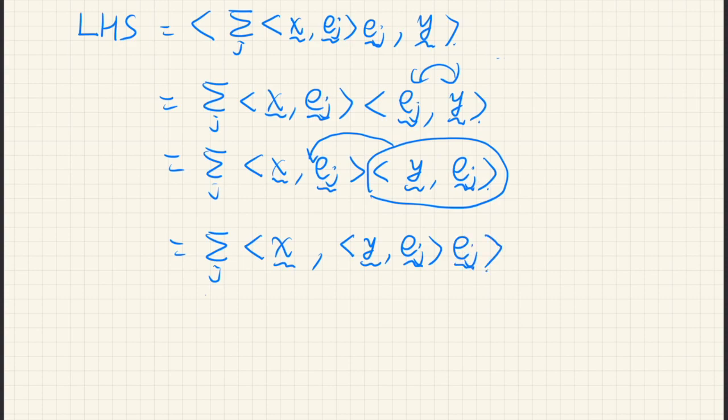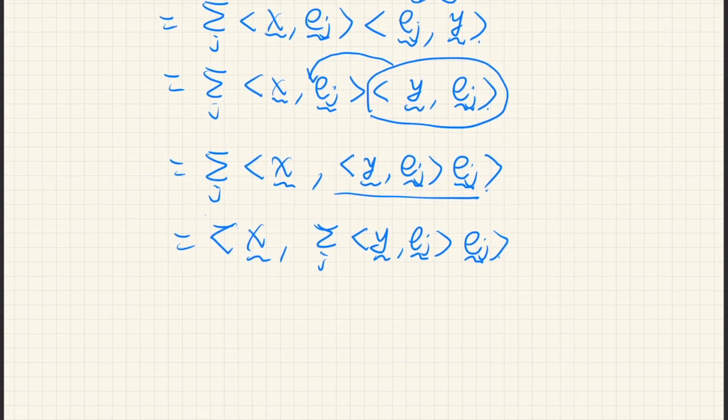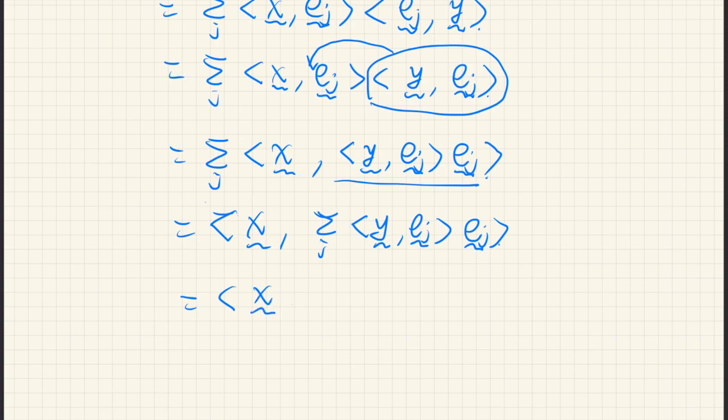And now j appears only in this part, so we can put j inside. So let's put x and the summation over j of y, ej, ej. Now we have x times py, and that's it.